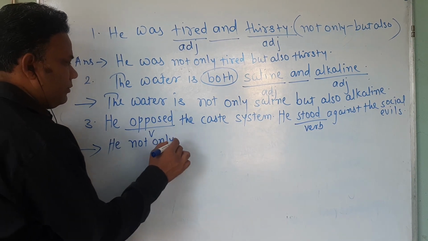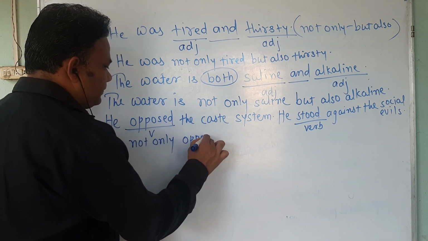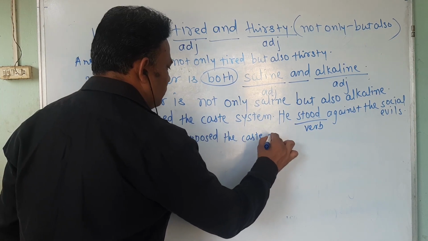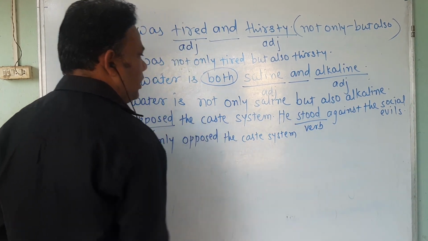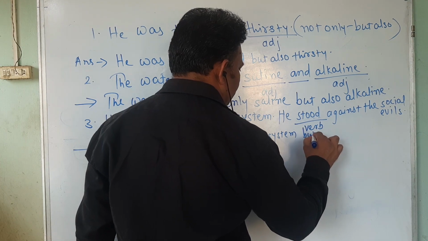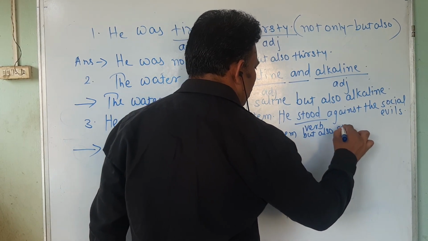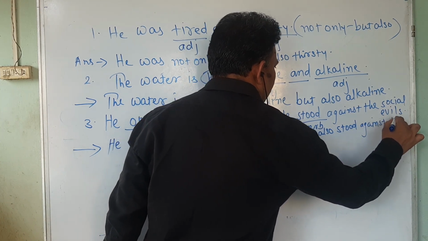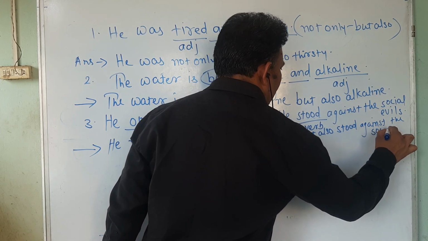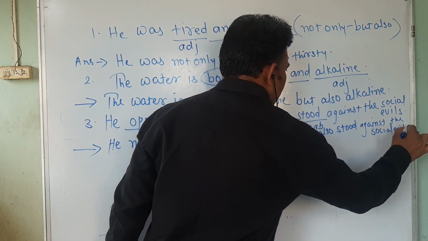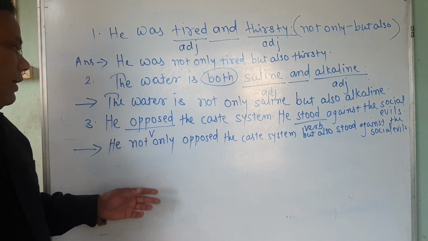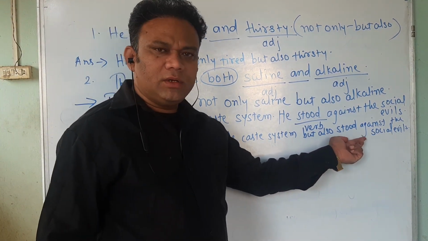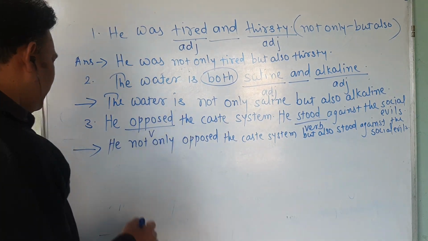So the answer is: he not only opposed the caste system but also stood against the social evils. See, after not only, opposed is the verb, and after but also, stood is the verb. One more sentence.